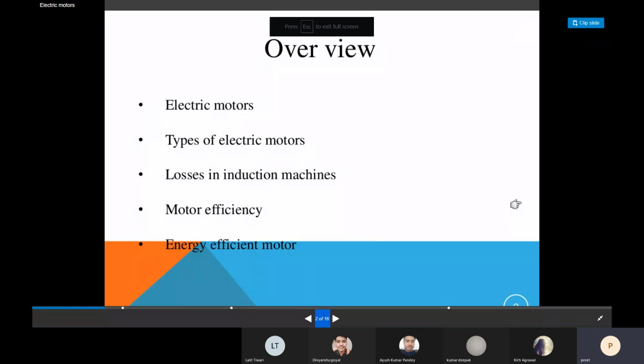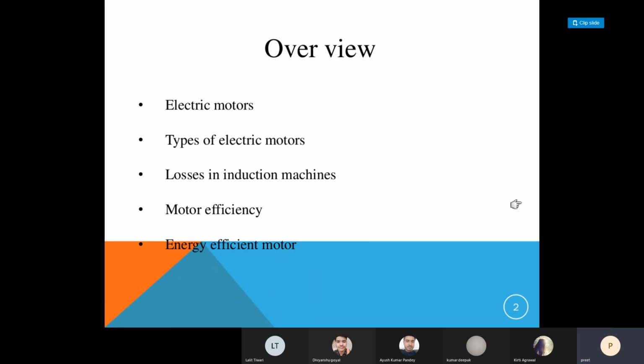In the last lecture, we studied the losses in the transformer and how, by reducing the losses, we can make our transformer more efficient. Okay. Once more, I would like to revise the topic. What are we studying? We are studying our fourth unit, which is the efficiency of electrical systems.